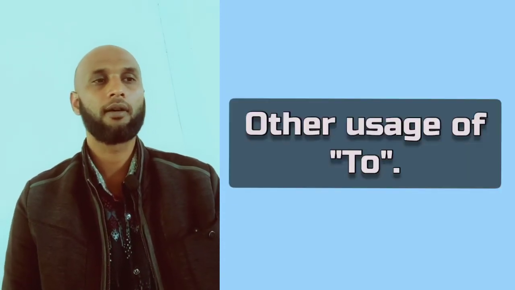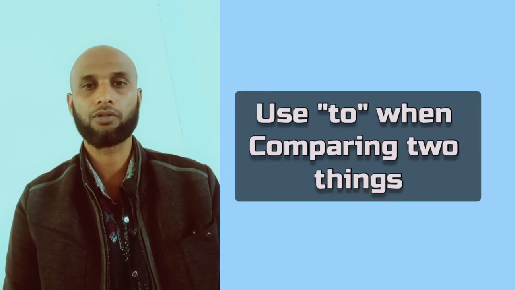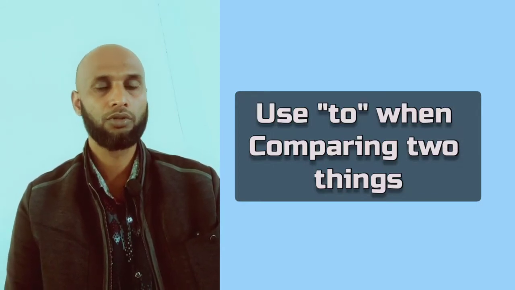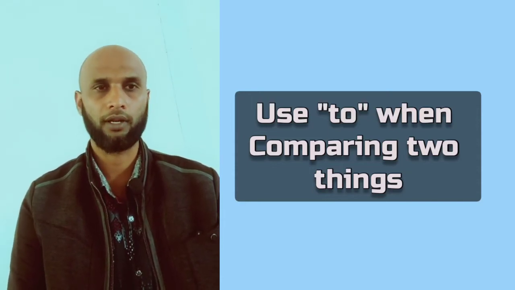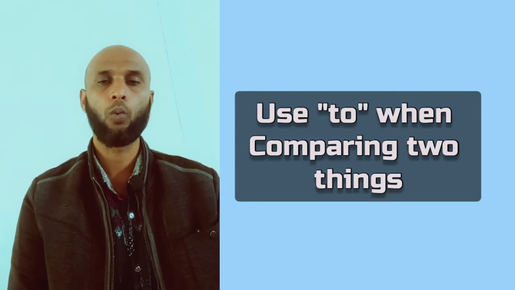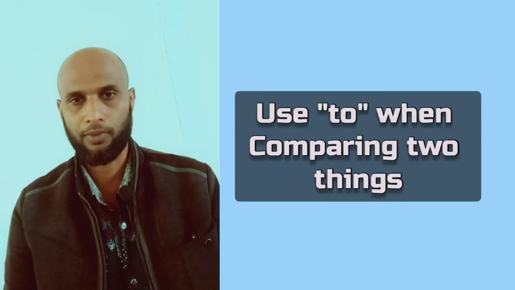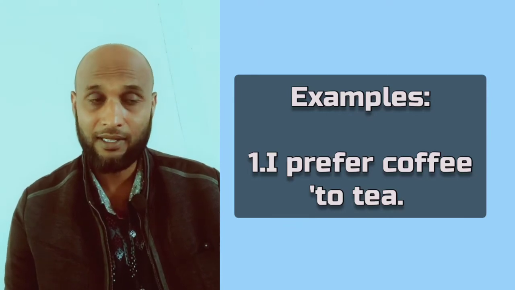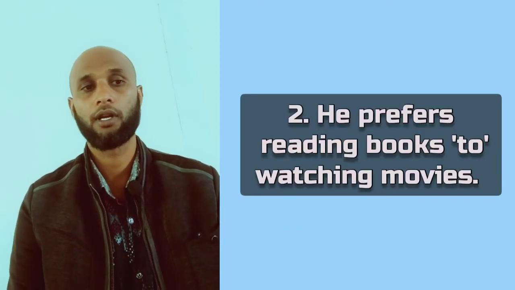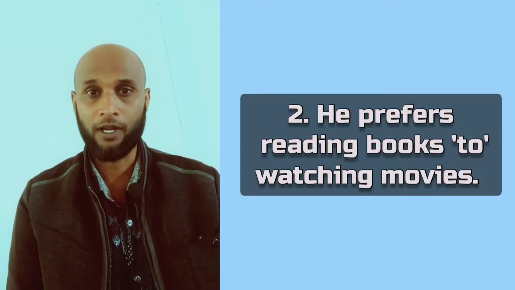Now, let's explore another usage of to. Use to when comparing two things. To is often used in comparing two things and expressing one's preferences or likes. For example, I prefer coffee to tea. Example number 2, he prefers reading books to watching movies.